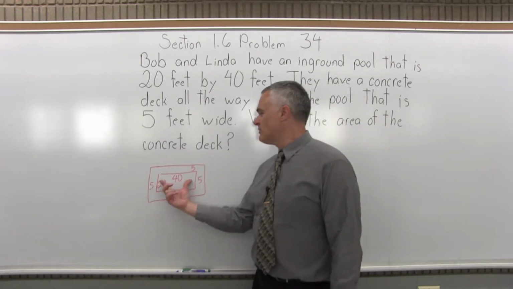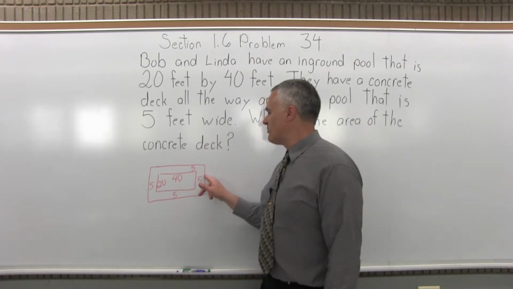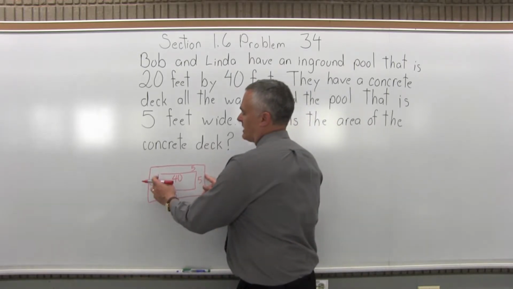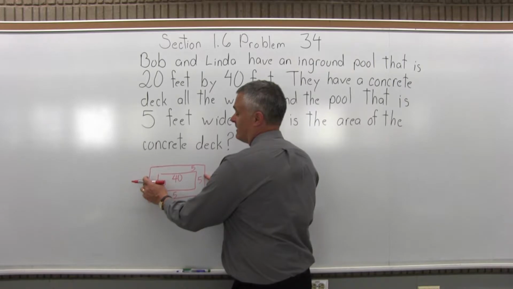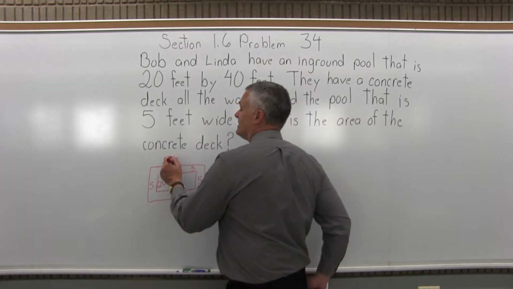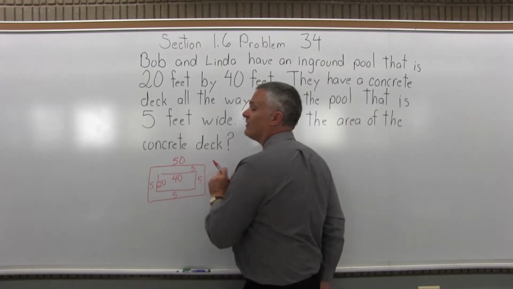So coming across the pool is 40 feet. So if I go 40 plus 5 more, it's 45 from the starting edge of the pool to the edge of the concrete. Well, if I go 5 more feet to the left, it's 45 and another 5. That's 50. So the long distance of the concrete length is 50.